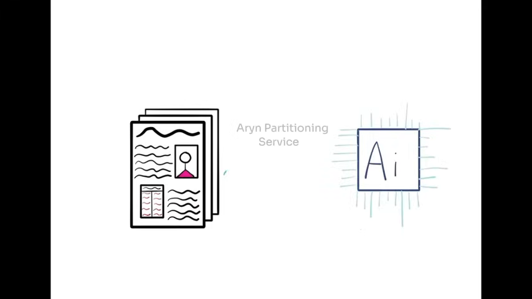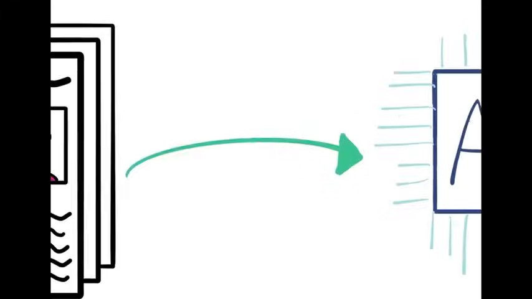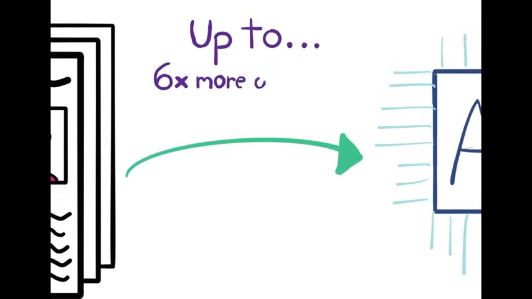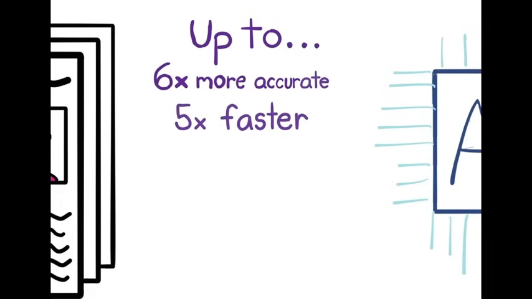Data engineers can use the Aryn Partitioning Service to easily chunk and extract data from complex PDFs for generative AI, RAG applications, ETL, and data science. The Aryn Partitioning Service is up to 6 times more accurate and up to 5 times faster than alternatives.